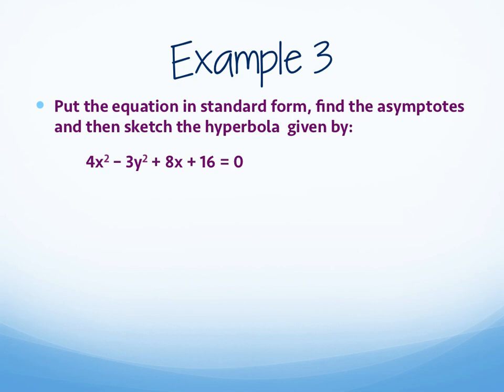Okay, this one says put the equation in standard form, then find the asymptotes and sketch the hyperbola given by 4x squared minus 3y squared plus 8x plus 16 equals 0. What do you have to do here first? Complete the square. Okay, the good thing is you only have to complete it once, right? There's an x squared and an x, but there's only a y squared. So you just have to complete the square on the x.